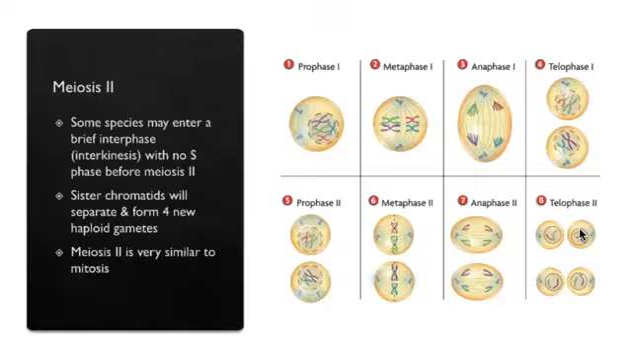reform, and cytokinesis will divide the cytoplasm, and we will end up with 4 haploid cells, each containing one complete set of chromosomes. Because of the crossing over in prophase 1 and the random assortment of chromosomes in metaphase 1 and anaphase 1, each of the gametes will have a unique genetic makeup.